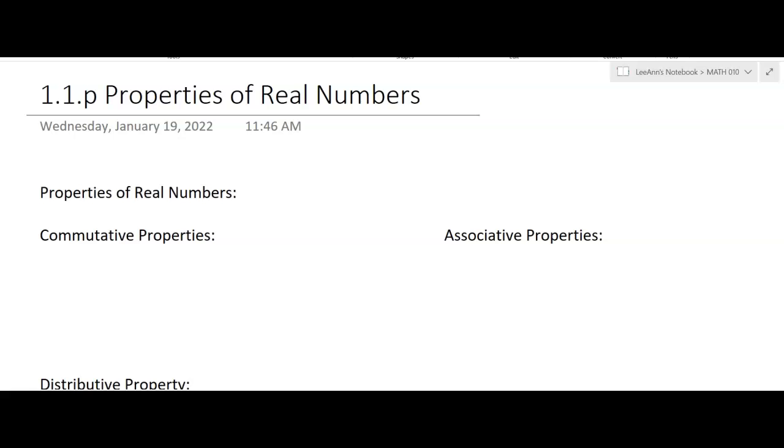So we have different properties of real numbers, and I'm just going to go through these, and then we'll show you some examples of how you can use them. The commutative property of addition says if you have a plus b, that's the same thing as b plus a. So you can switch them around in addition, it doesn't matter what order. For multiplication, we have a times b equals b times a. Again, the order doesn't matter in how you multiply it. And that's the commutative property.